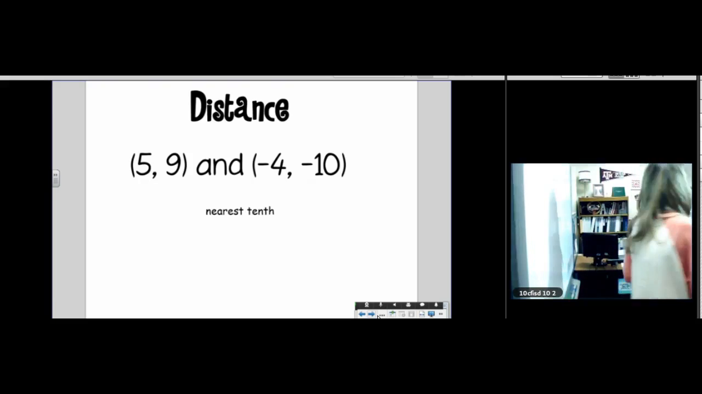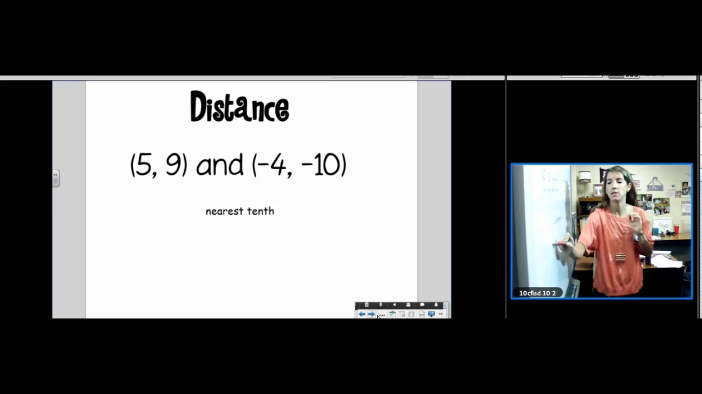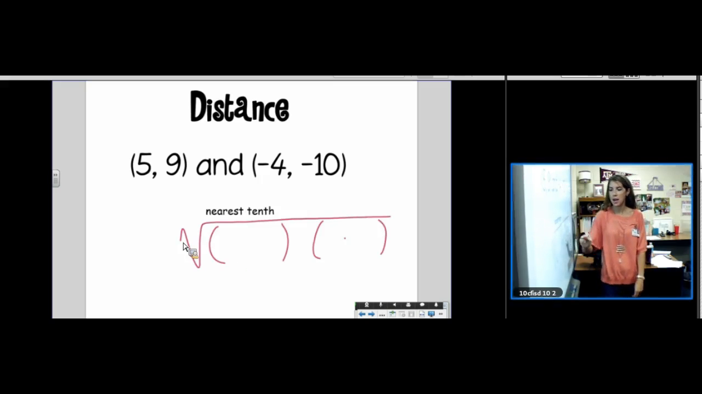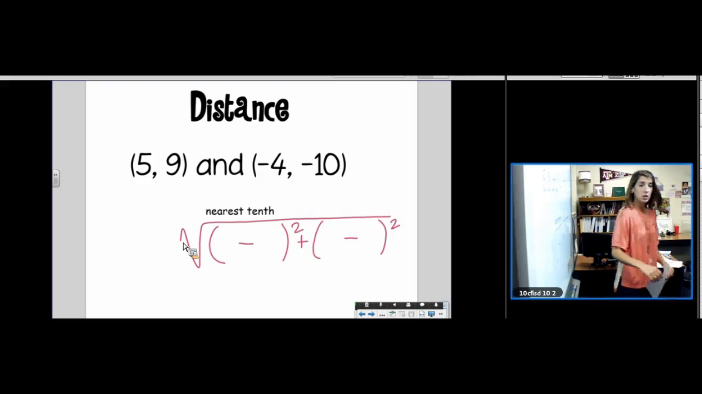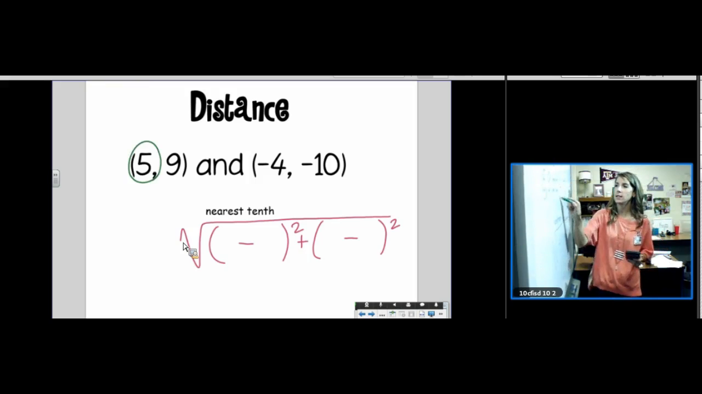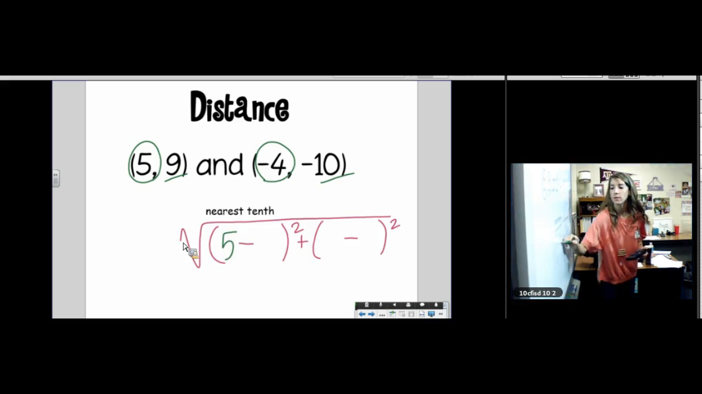Go ahead. Distance. The formula's up there. Find the distance between 5, 9, and -4, -10. Round to the nearest 10. So get your whiteboard. Remember, if it helps, you can circle your X's and underline your Y's. You stick your X's in one parenthesis. You stick your Y's in the other one.